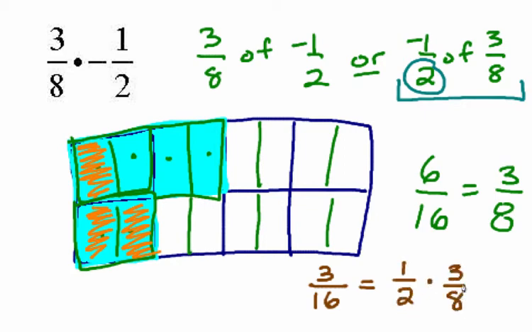Now I just lied for a minute there and I said that this was our final answer, and I was incorrect because I forgot that we had a negative here. So we were talking about the opposite of -1/2. We were talking about the opposite of 1/2 of 3/8. So if we're talking about the opposite of 1/2 times 3/8, then our answer is the opposite of 3/16, or -3/16, as our final answer.